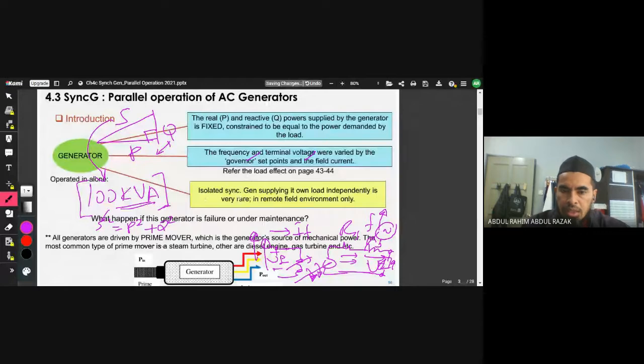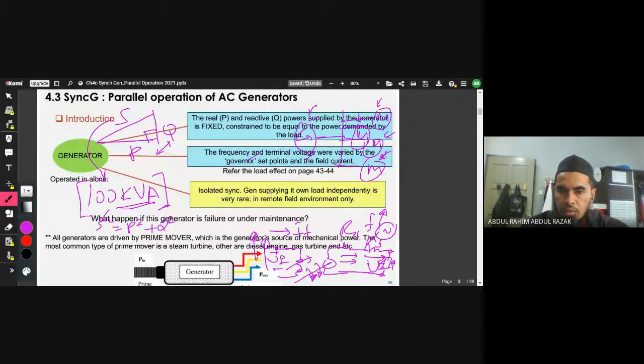Okay, an isolated synchronous generator supplying its own load independently is very rare. It means one generator supplies the whole load. It is applied, but very seldom. So we have many loads connected. Say we have 4 motors supplied by one generator. Why is it rare? Because if anything happens to the generator, all the loads will be affected. So it is not so preferable to be applied.